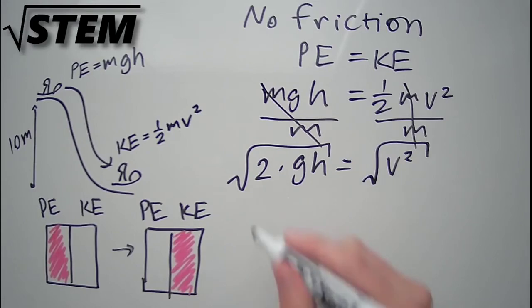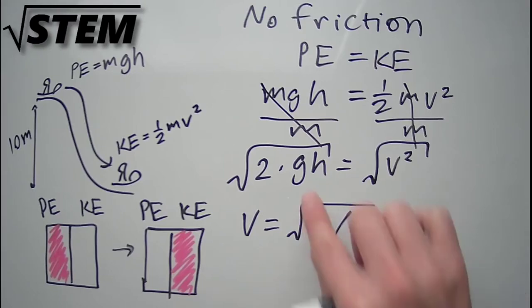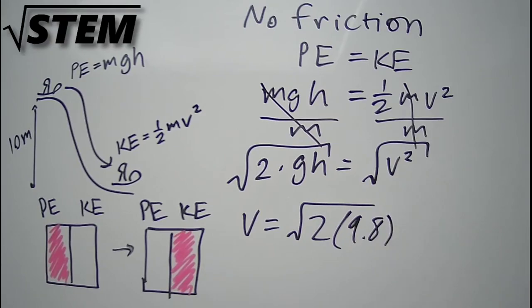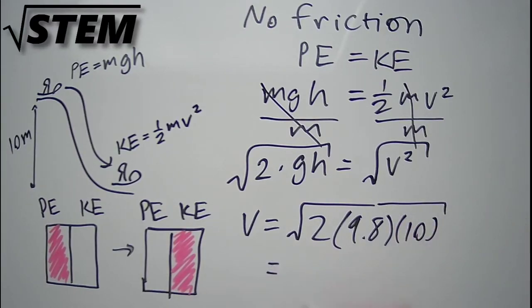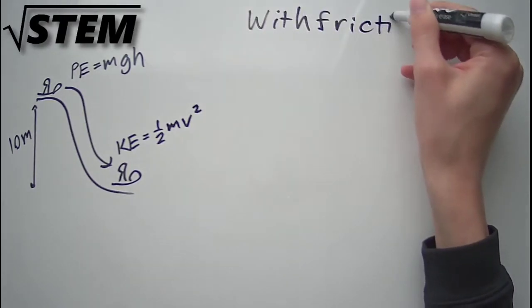So once we do that, we'll see that our velocity equals the square root of 2 times our gravity constant, which is 9.8 meters per second squared, times the height that we're at, which is 10 meters. And when we run that through our calculator, we find that this is 14 meters per second. That's wicked fast. So why don't we take a look at the situation where there is some friction between our sled and the hill. It'll be a little more realistic.